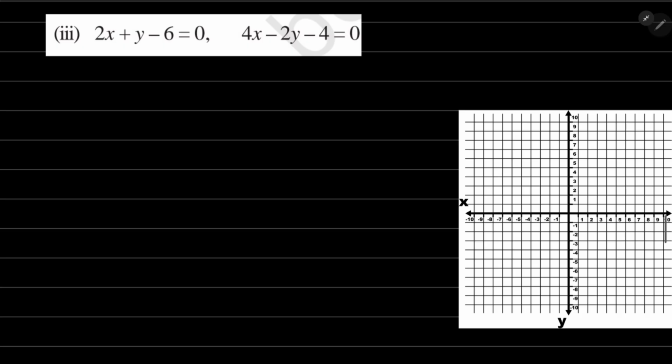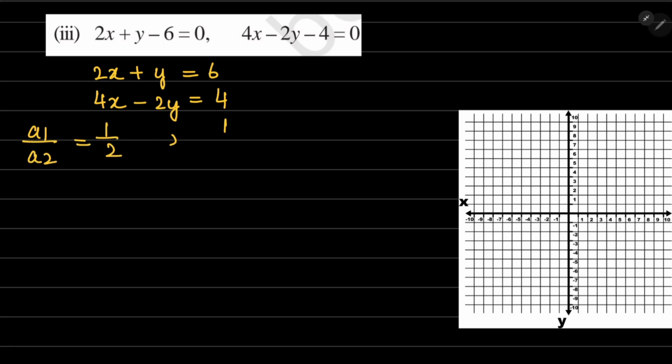We'll do it the same way. So the question is 2x plus y equal to 6 and then 4x minus 2y equal to 4. So what's your a1 by a2? It's 2 by 4, which is 1 by 2. What's your b1 by b2 ratio? It is nothing but 1 divided by minus 2.